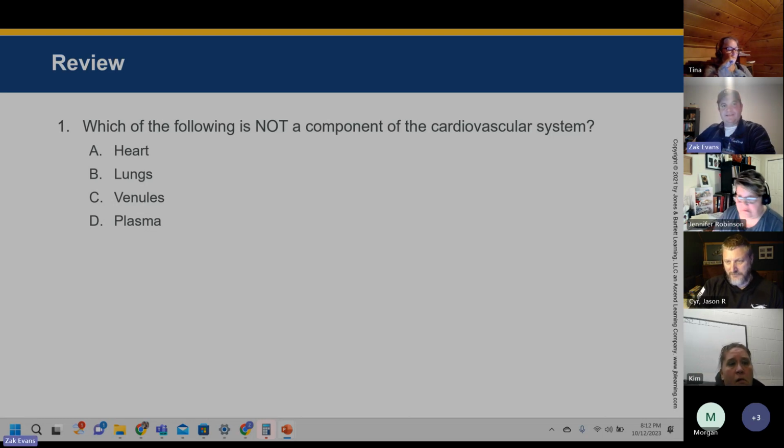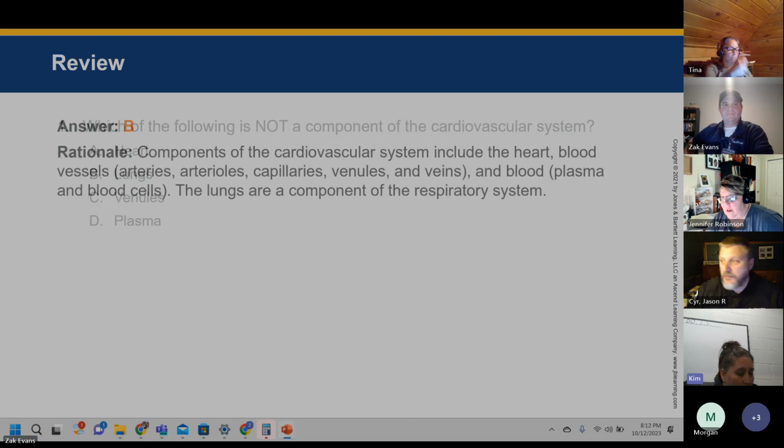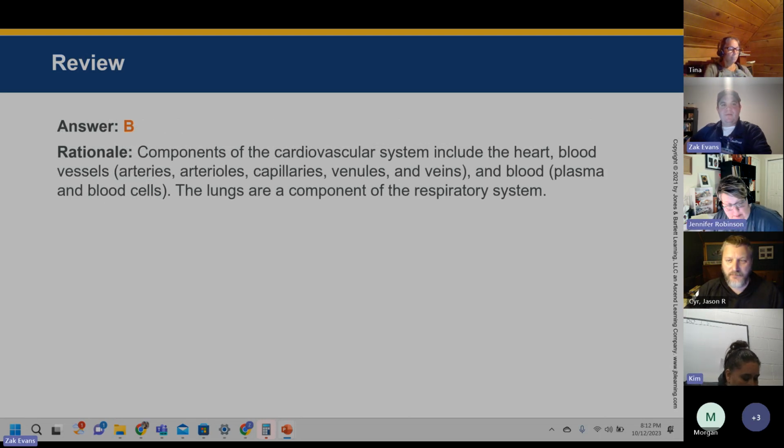All right. Which of the following is not a component of the cardiovascular system? B. Anybody? I got Tina. Anybody else? B. Components of the cardiovascular system include the heart, blood vessels, and the blood. The lungs are not a component. An important part of the respiratory system, and they work together, but not part of that system.